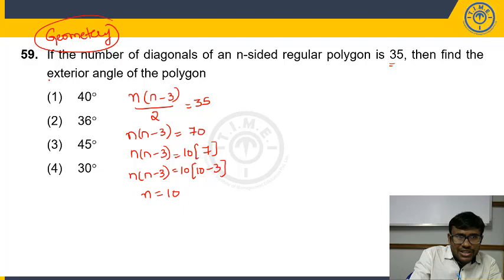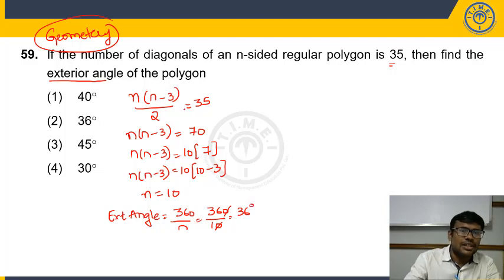Then what is being asked? Find the exterior angle of the polygon. So we have n is equal to 10 sides. So what is each exterior angle? The formula is 360 by n. So it is 360 by 10. So that is 36. Your answer is option number 2. Okay, clear? Let's get into the next question.